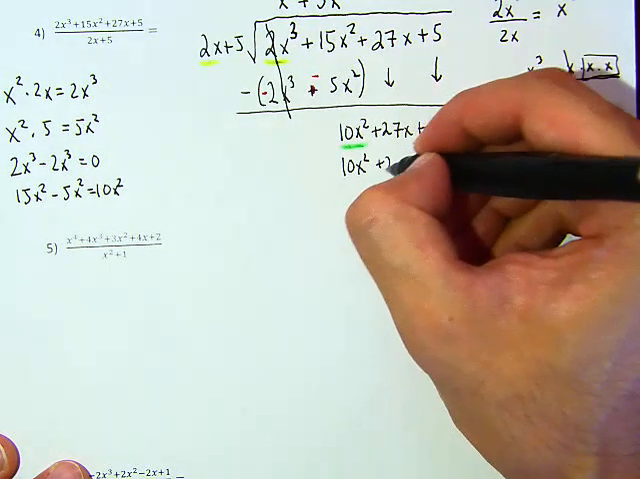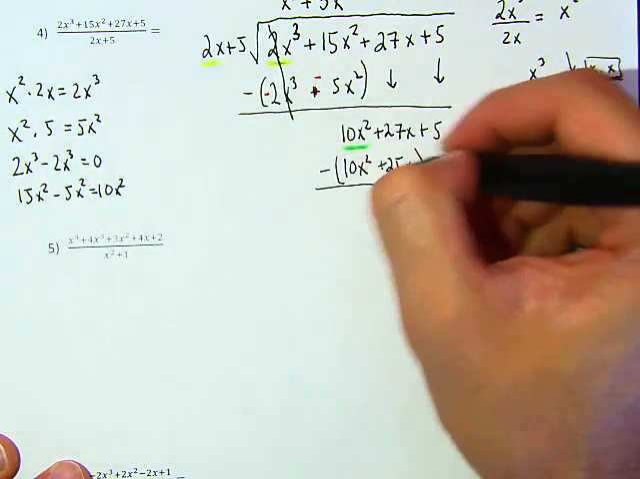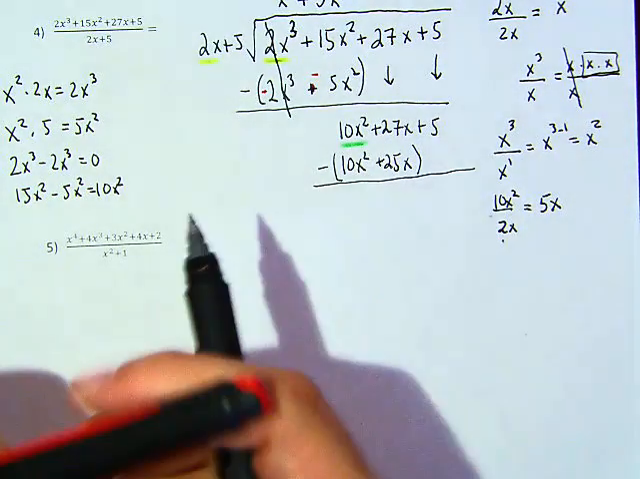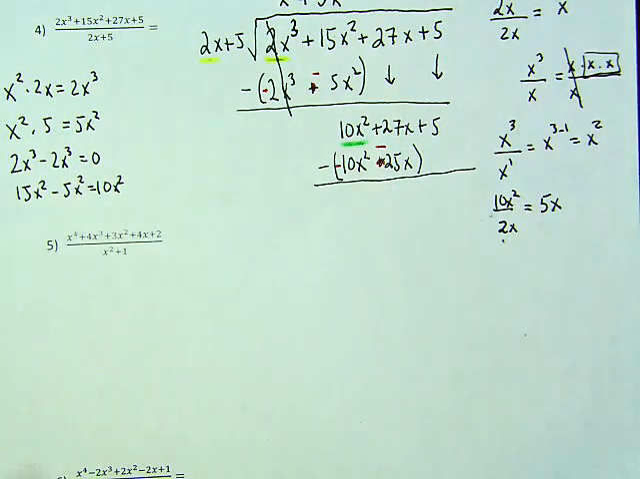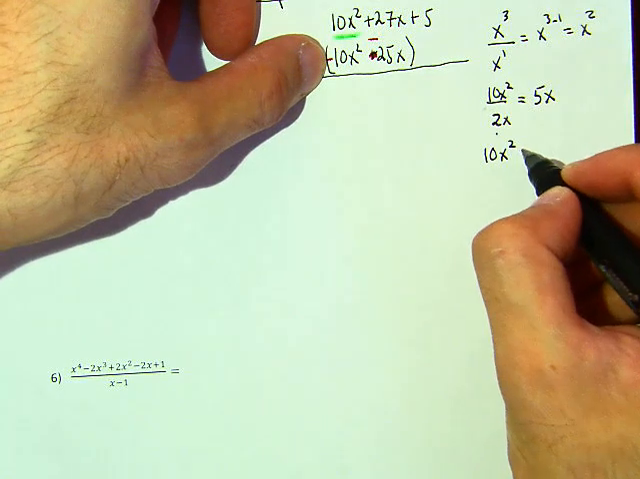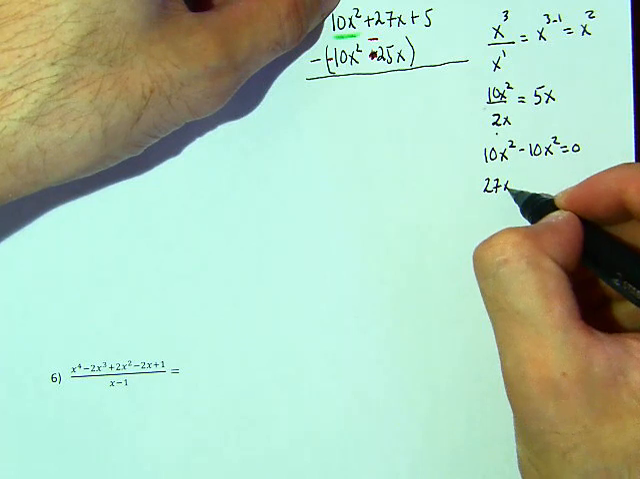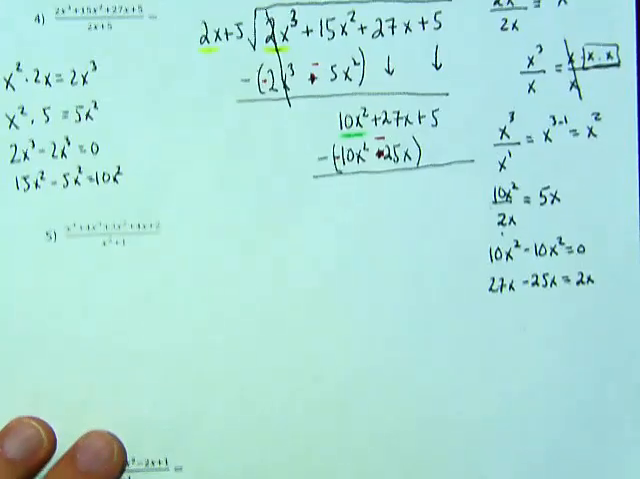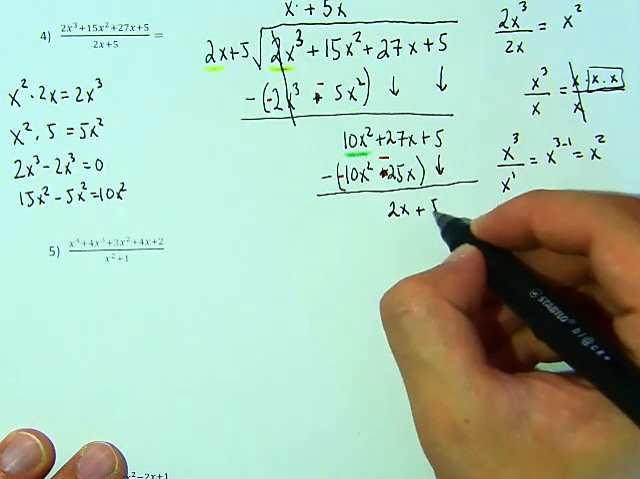5x times 5 is 25x. Okay? And then I parentheses subtract. So 10x squared minus, now remember, distribute the negative, okay? So what is 10x squared minus 10x squared? That's 0. What's 27x minus 25x? That's 2x, okay? So that 2x goes over here, and this 5, you bring it down.